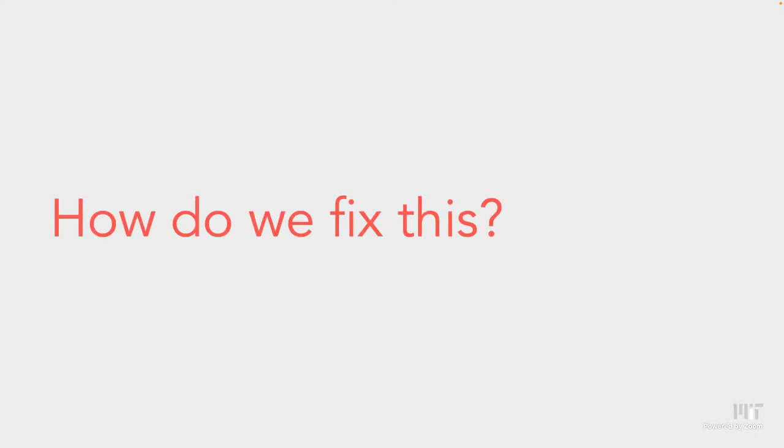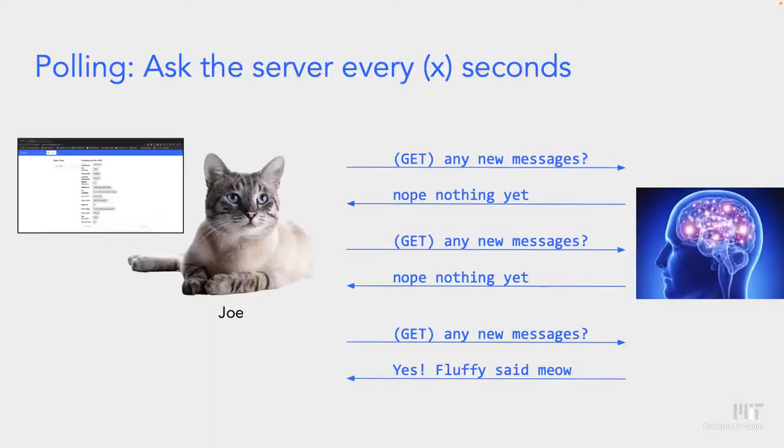So how do we fix this? Well, one way of doing it is what we call polling. And that is where the client repeatedly makes a GET request over and over again, asking if there's any new information. So for example, Joe here might send a GET request to the server, asking for any new messages. Server says no. Maybe 1 second later, Joe says, any new messages? Server says no. Joe asks the server, any new messages? And maybe the server says yes.